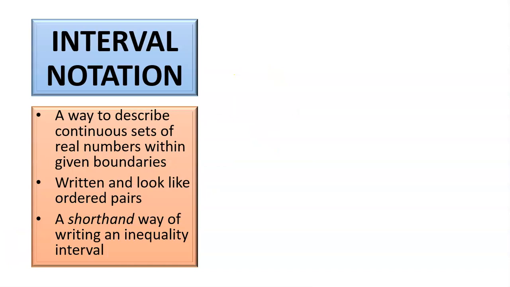So interval notation is a way to describe continuous sets of real numbers within given boundaries. They look like ordered pairs. They have a number with a comma and then another number. And they're also considered to be a shorthand way of writing an inequality interval.